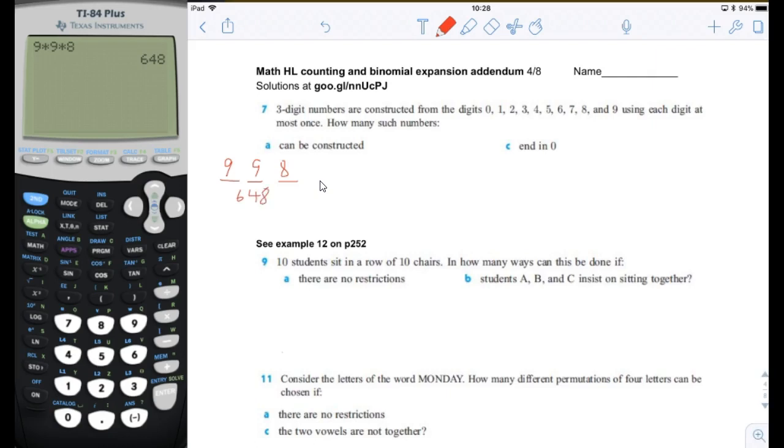Part B, how many such numbers end in 0? So in this case, you have the last slot filled with 0 for sure, and then you're going to fill in the first 2 slots. And in this case, the first slot obviously is not going to have 0 in it because you put it at the end. So there's 9 full possibilities, right? You don't have to take out the 0 because it's already taken out. And then the second slot, you could have any of the 8 remaining ones. So that would be 8 times 9, which would be 72 possibilities.